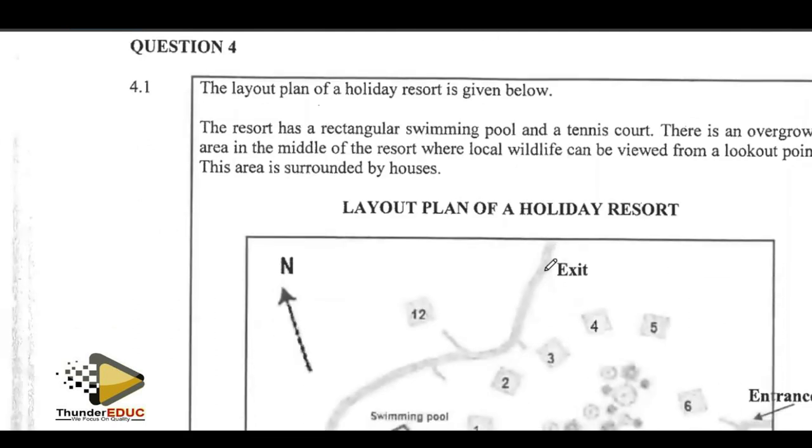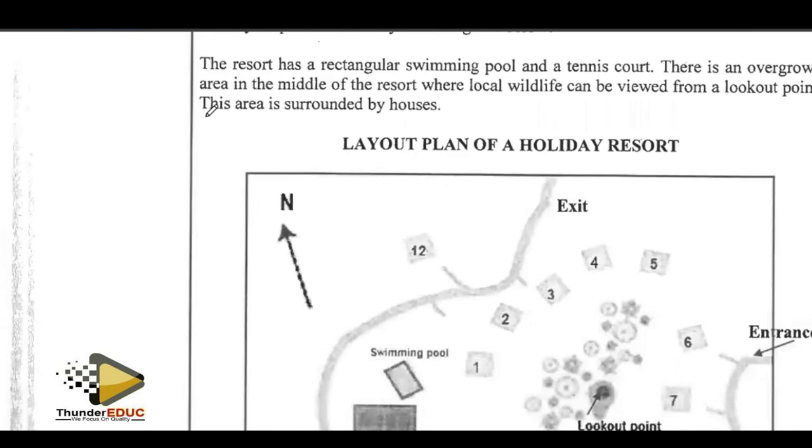Look at question number four. The layout plan of the resort is shown below. The resort has a rectangular swimming pool and a tennis court. There is an overgrown area in the middle of the resort where local wildlife can be viewed from the lookout point. The area is surrounded by houses.